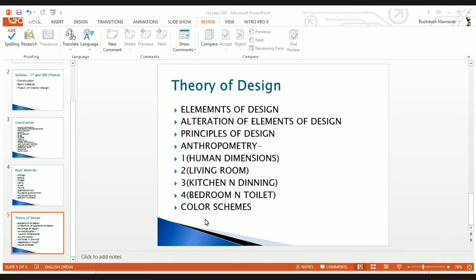Then the next is anthropometry. Anthropometry is nothing but the branch of science which deals with the study of measurements, that is human dimensions. So we are going to study that. First, in that, we are going to cover the topic of human dimension. Then the next is living room and kitchen and dining, and fourth is bedroom and toilet.